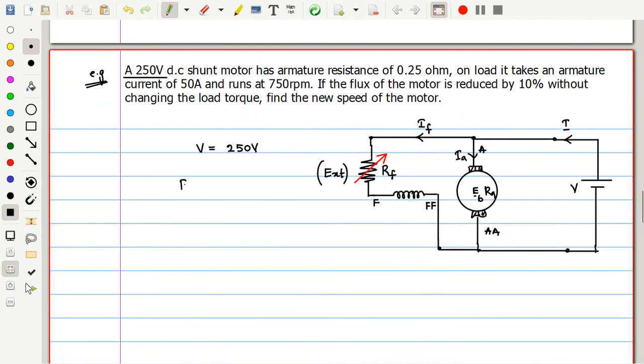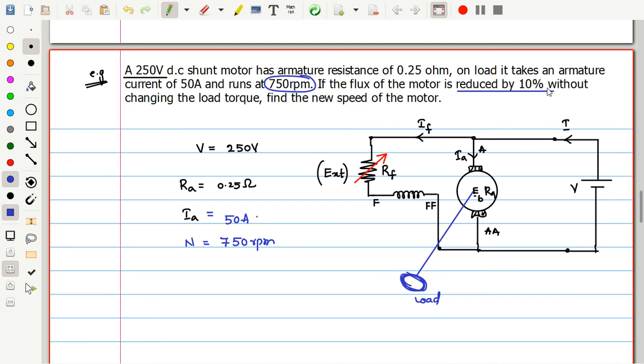Next, armature resistance is given, RA is 0.25 ohms. What else is given? On load, it takes an armature current of 50 amperes. That means when this is connected to some mechanical load, the current drawn by the armature is 50 amperes. Next, at this load, it is running at a speed of 750 RPM. If it is RPM, use capital N. If it is RPS, use small n.